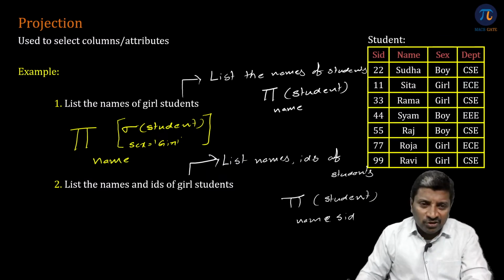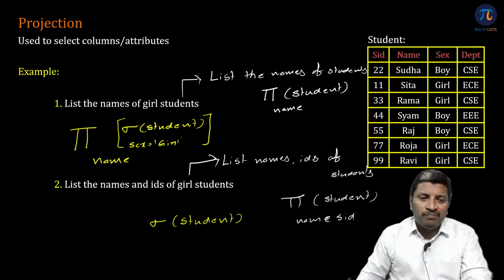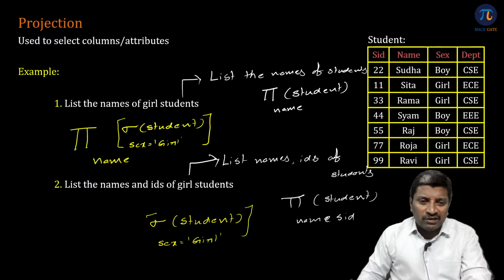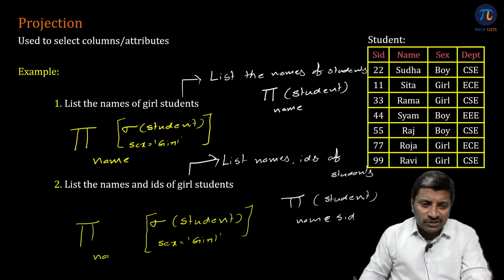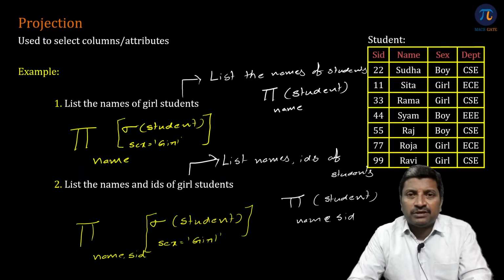Clear, sir? Then what about this, sir? Hope you can write it. From the student table, first we need to select only the girls. Then we don't need all the details, sir. We need only two details. What are those two details? Name comma SID. Hope you understood it. So this is the way how to select or how to filter the columns of the relation.